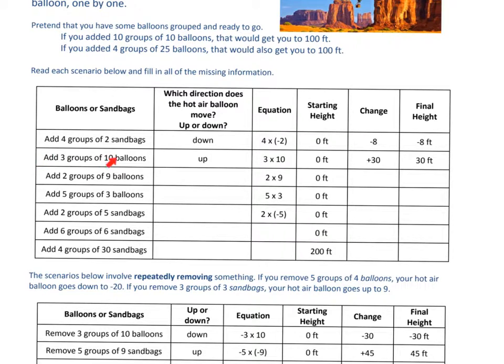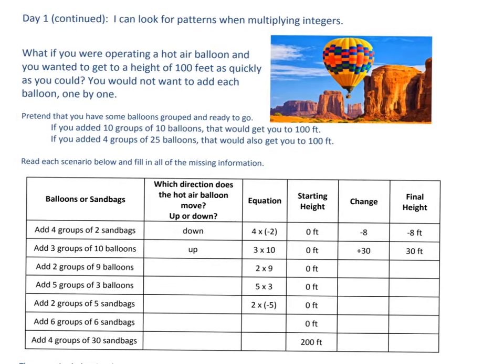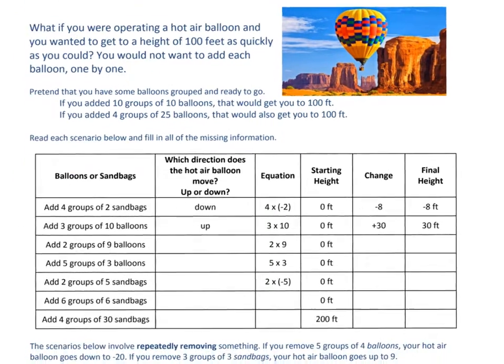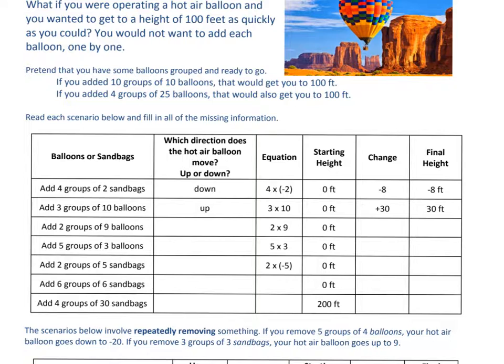If we had 3 groups of 10 balloons, we're going to go up because we're adding balloons. We would write that as 3 times 10. 3 groups of 10. If we start at 0, we'd go up to positive 30. That'd be 30 feet high. Okay? So if we started at 0, we'd go up to 30. Okay, next example.